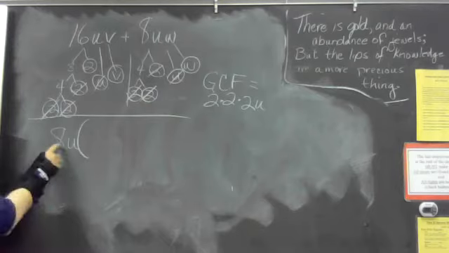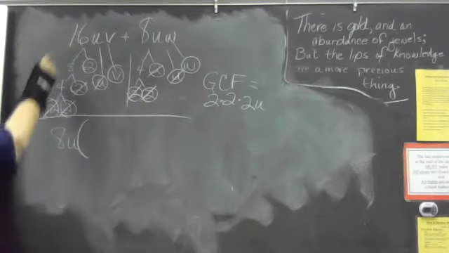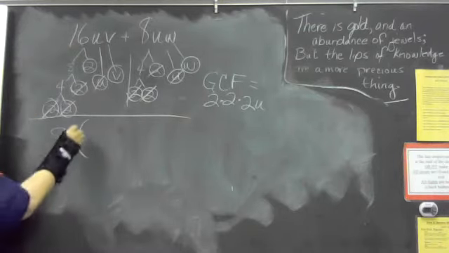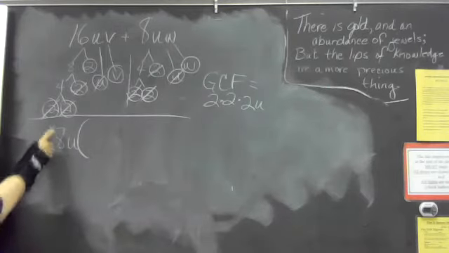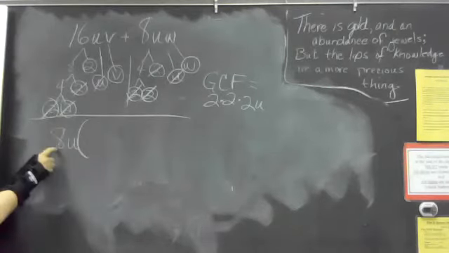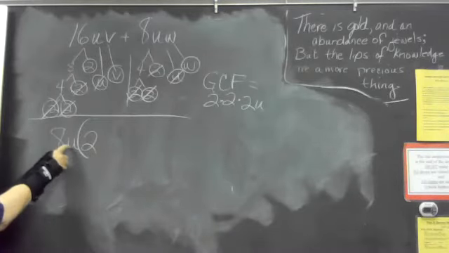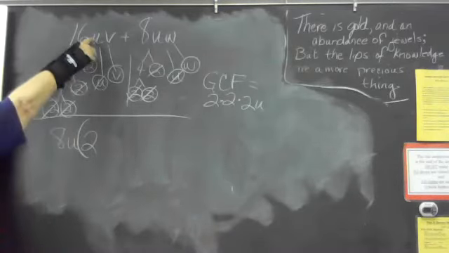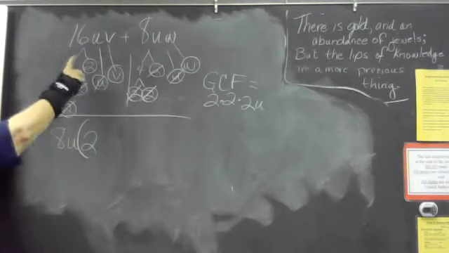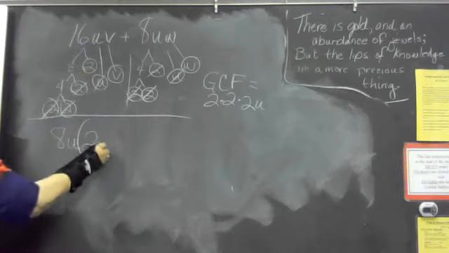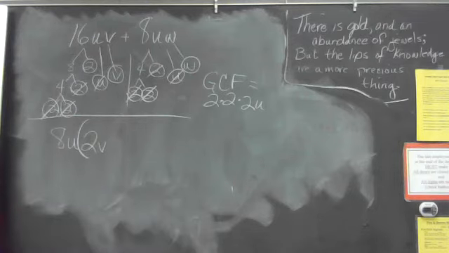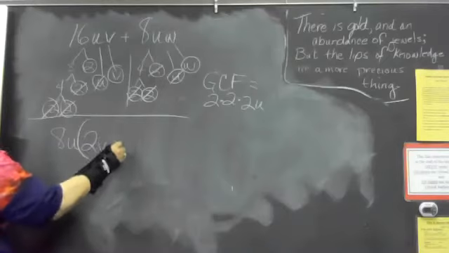When I divide an 8 out of 16, what's left? 16 divided by 8. 2. I have a 2 left. And I also factored out the U. So it's not there, it's out here. So I've got a V left because I did not factor out the V. Y'all understand what I did here?